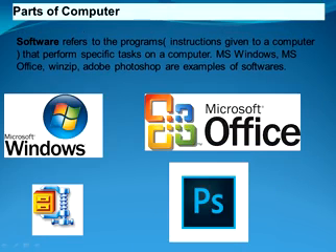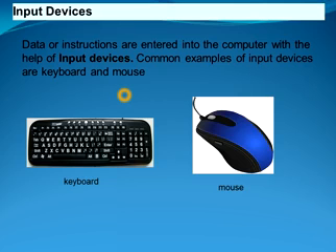Software basically refers to the programs or instructions given to a computer that perform a specific task on a computer. Microsoft Windows, Office, WinZip, Adobe Photoshop, all these are basically examples of software.